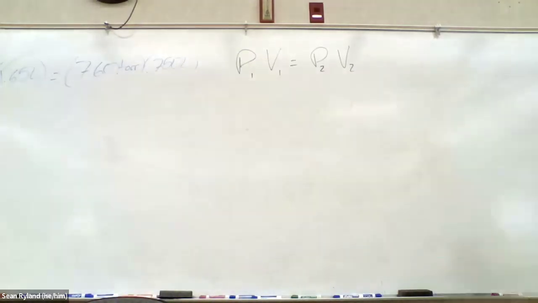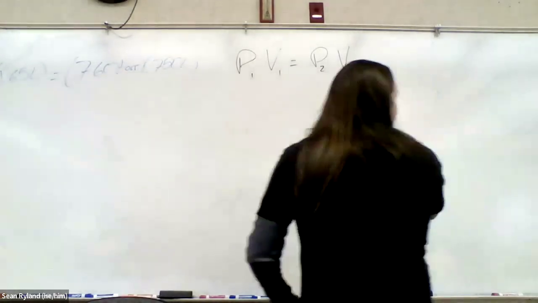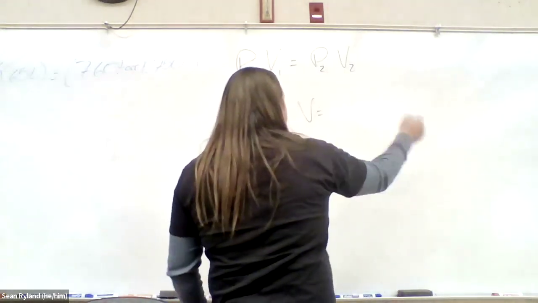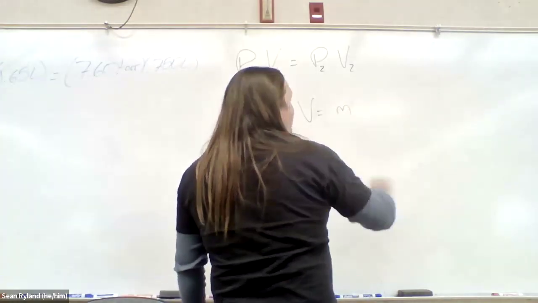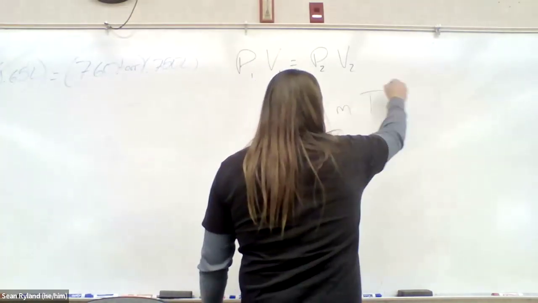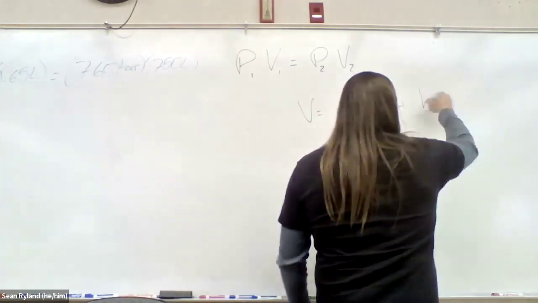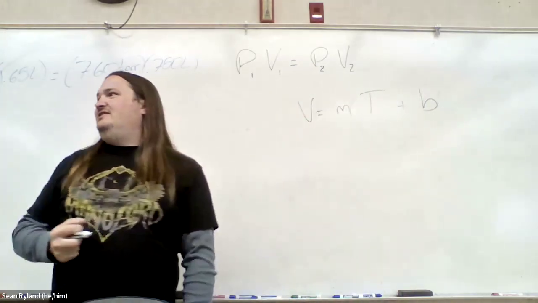So if we wanted it to be proportional, we could write temperature in Celsius to temperature and volume here. We would get something like, okay, well, our volume is equal to some constant, the slope, times our temperature plus another constant, right? But that's not a very easy conversion.